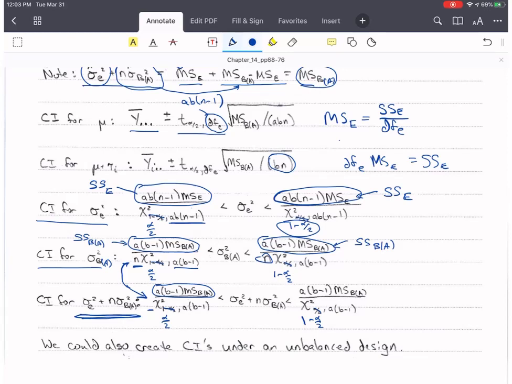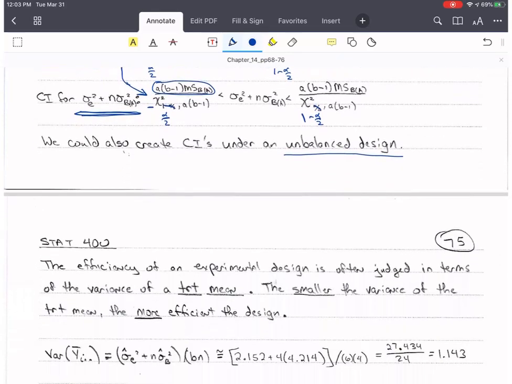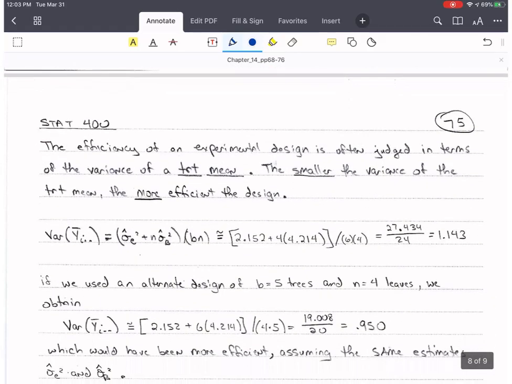We can also create confidence intervals under the unbalanced design. Again, we'll let the computer do that for us. I don't want to write those messy equations. It would take up a couple of pages here because they get very long. Okay, so it's interesting. I don't believe our book talks about this, but other textbooks do. The efficiency of an experimental design is often judged in terms of the variance of the treatment mean. The smaller the variance of the treatment mean, the more efficient the design. And efficiency of design is something we should consider, all right?